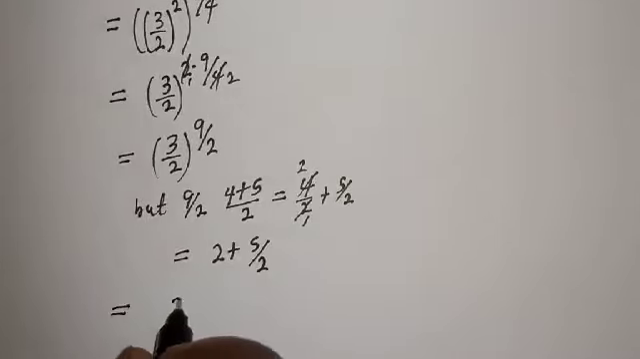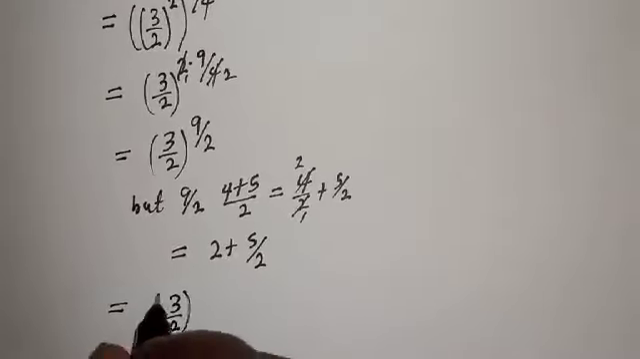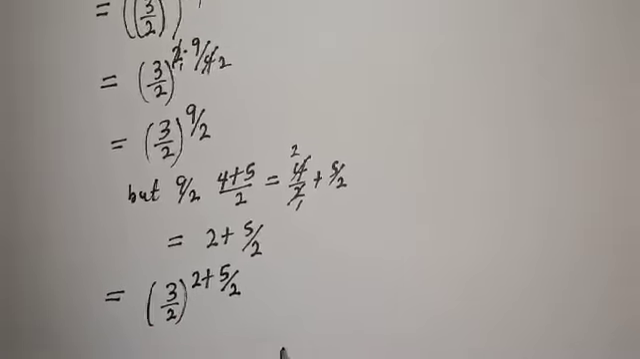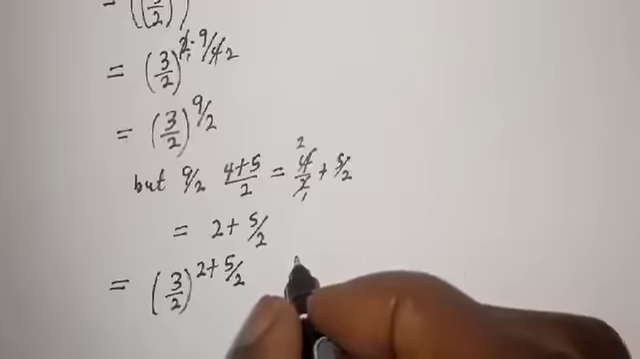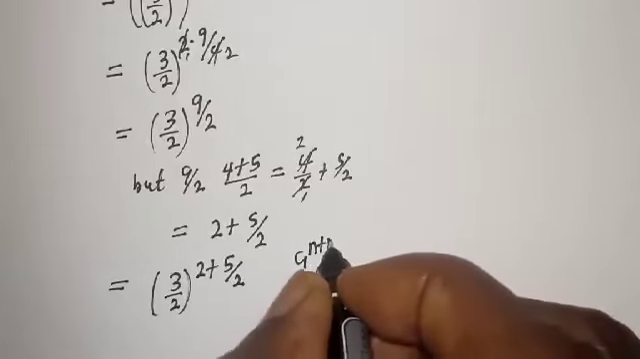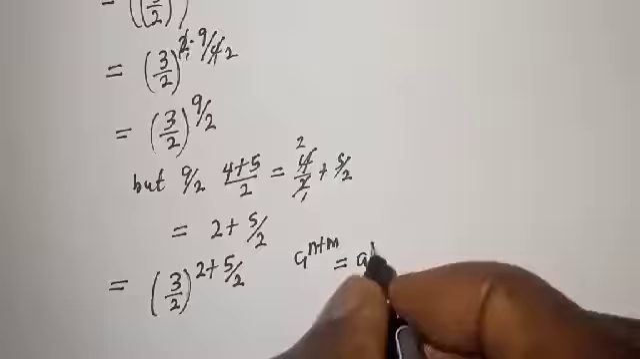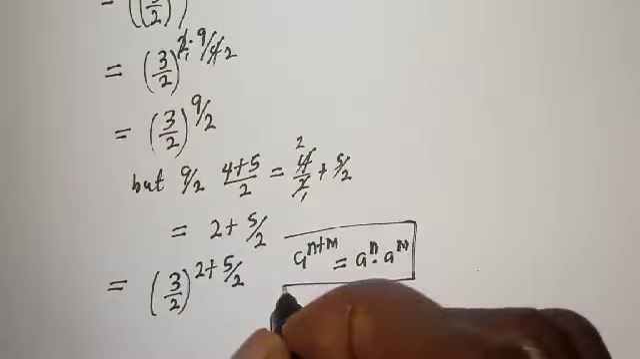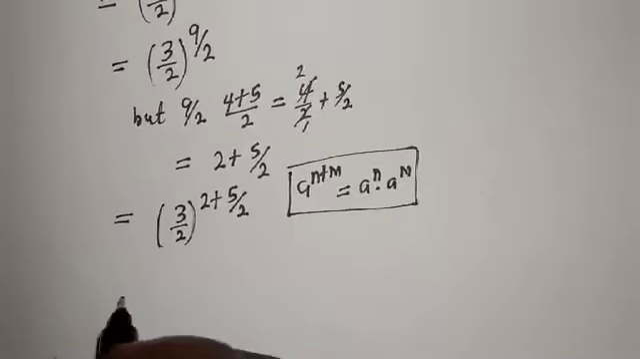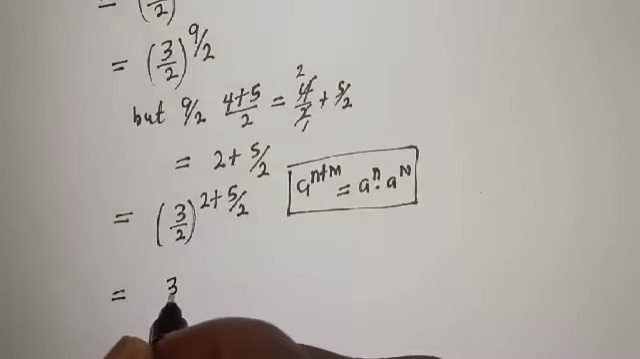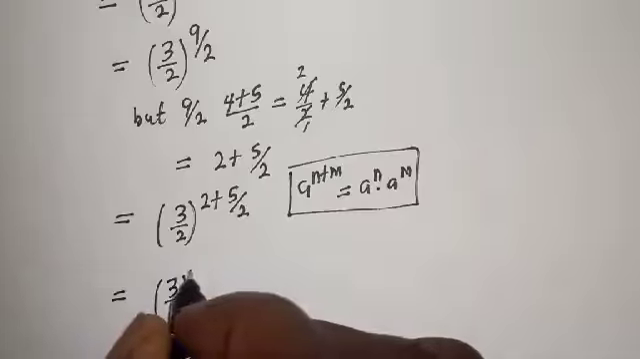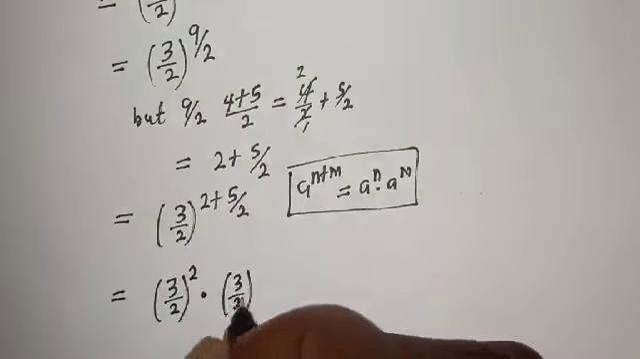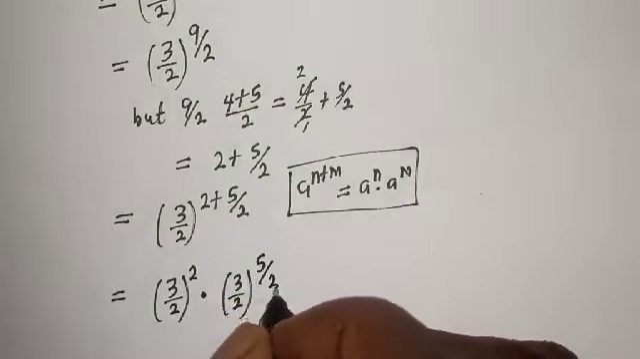This is equal to 3 over 2 to the power of 2 plus 5 over 2. Also, take note of this exponential rule: if you have a raised to power n plus m, this is equal to a raised to power n multiplied by a raised to power m. Equal to 3 over 2 to the power of 2 multiplied by 3 over 2 to the power of 5 over 2.